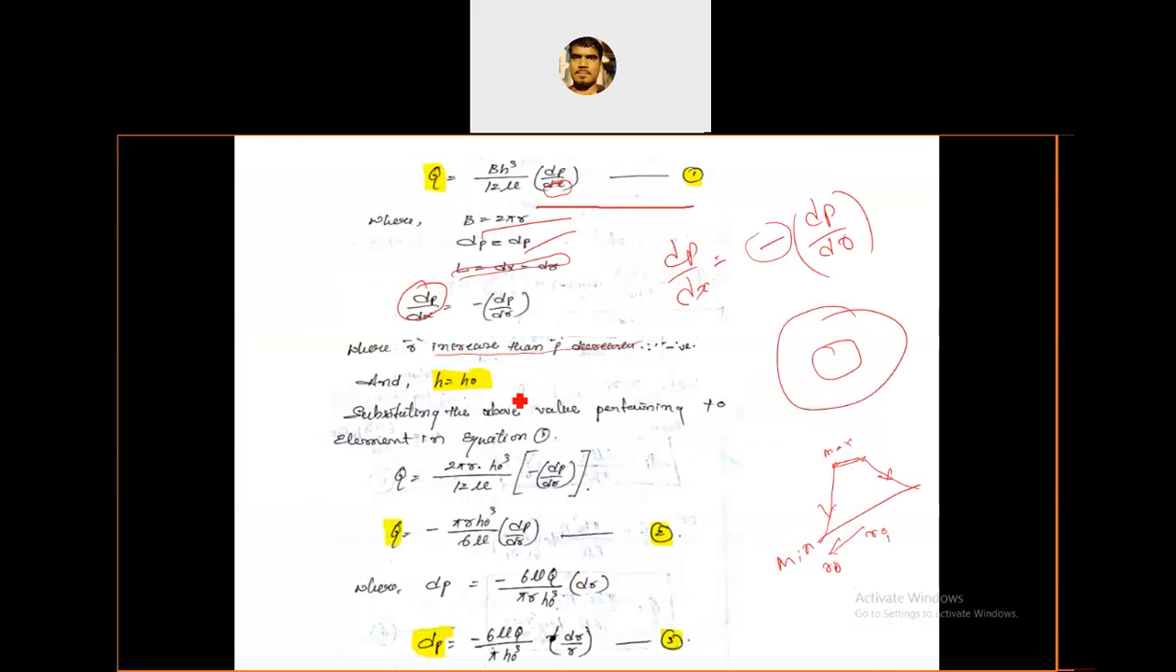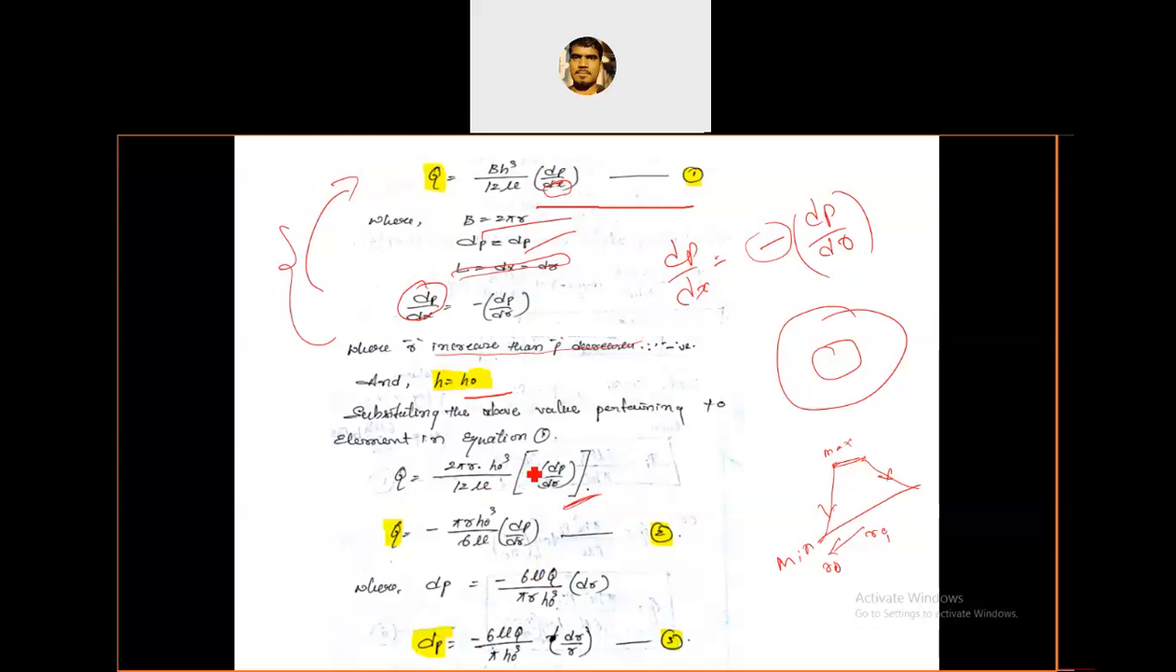Clear? So now substitute all the values in equation 1. Now substitute all these values in the above equation, and we can rewrite in terms of H naught, in terms of 2 pi r, in terms of minus dP by dr, which becomes 2 pi r H naught cube by 12 mu times minus dP by dr. I just replace that value in equation 1, and after that I just simplify.